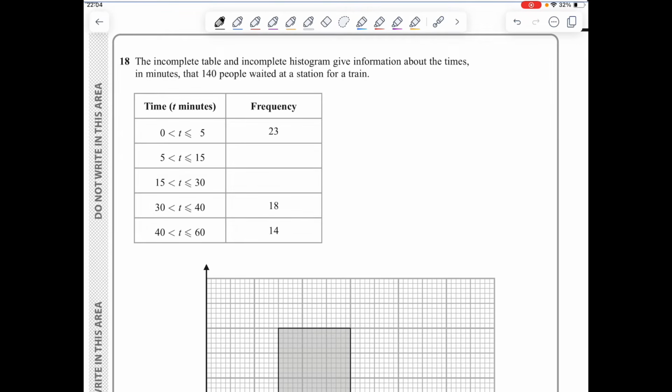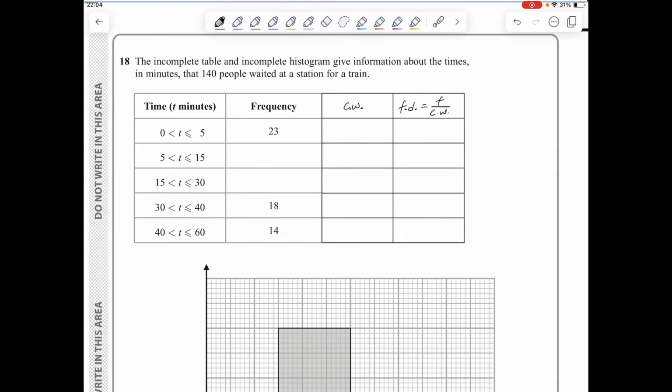Usually I start the histogram questions by drawing 2 extra columns on my table, one for class width and one for frequency density. Now the class width is 5 for the first category, 10 for the second, 15 for the third, 10 for the fourth, and 20 for the last one. These are the difference between the upper bounds and the lower bounds of each category. Now to find the frequency density, I'll just divide frequency by class width.